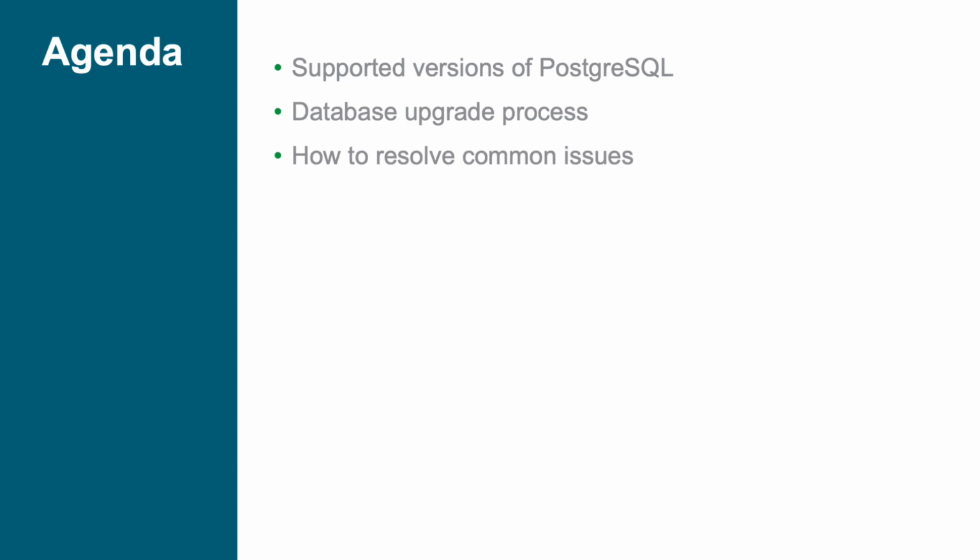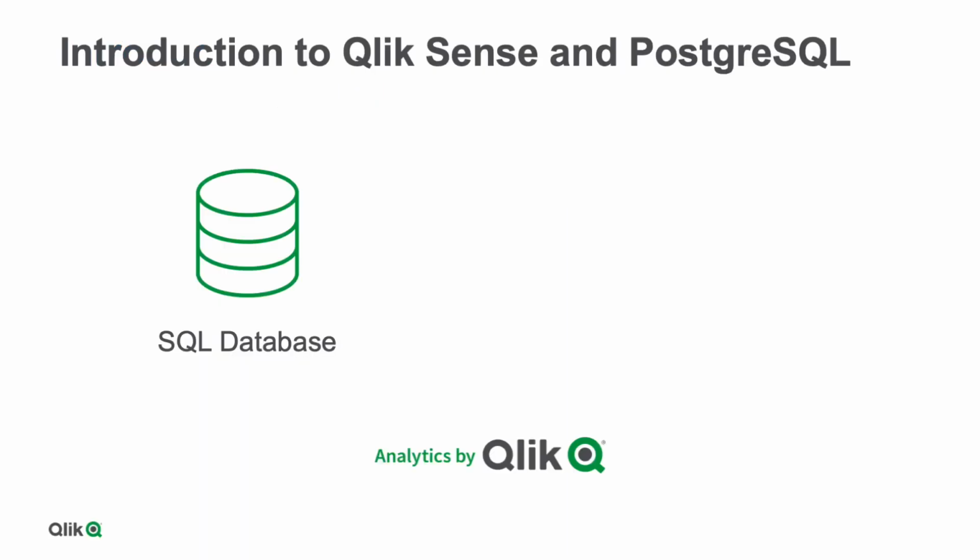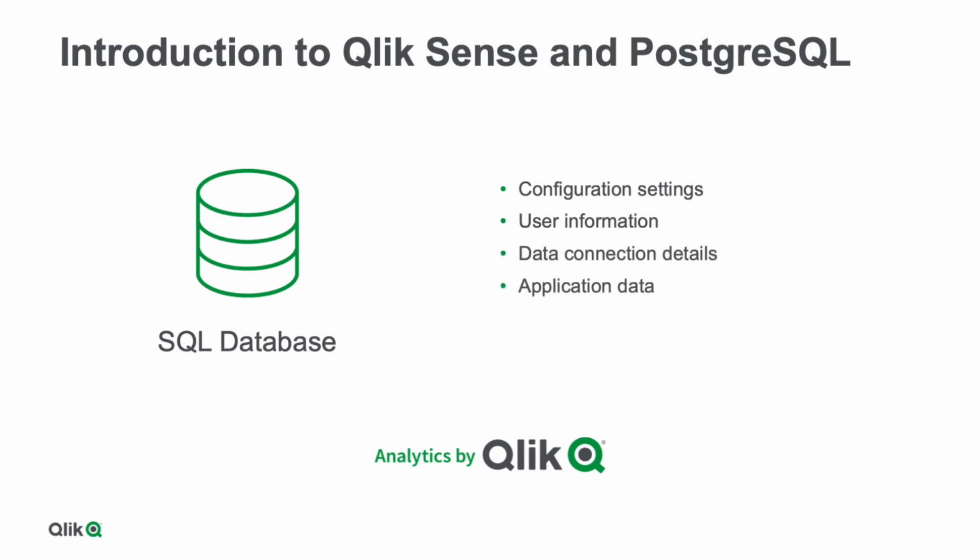Great. All right, well, today we're going to be talking all about Postgres and the supported versions of PostgreSQL. Mike's going to walk us through a demonstration of how that upgrade process looks, and generally how to resolve any common issues that you might encounter. Now, Mike, for those of us who aren't that familiar with this topic, how is PostgreSQL database used with QlikSense? Well, the PostgreSQL database is the primary database used by QlikSense to store all of its configuration data, user information, data connection details, and application data, and is essential for all of the functionality of QlikSense.